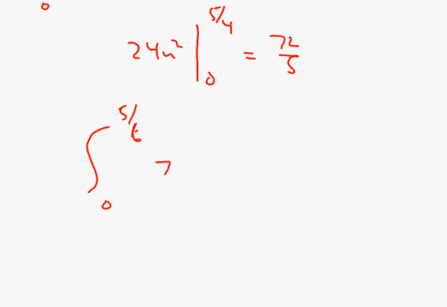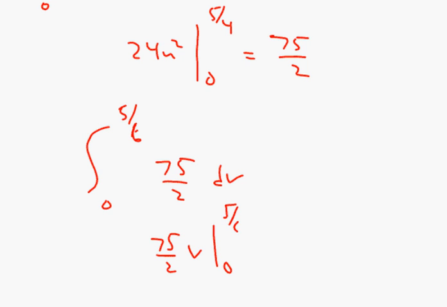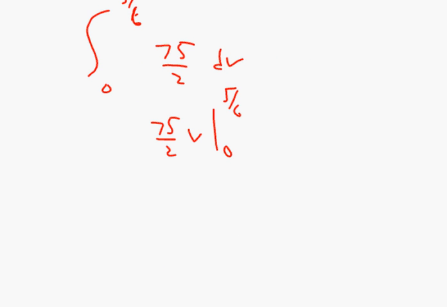Now we'll do the integral from 0 to 5/6 of 75/2 dv. That's my bad, I misspoke earlier. And even these antiderivatives are fast. That's just 75/2 v. We plug in 5/6, and we end up getting 125/4. There you go. That's how you can use a change of variables and Jacobian to find the value of a double integral.